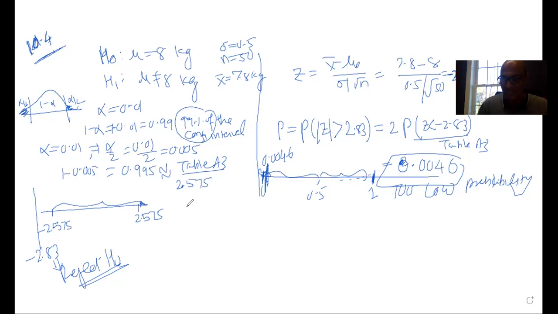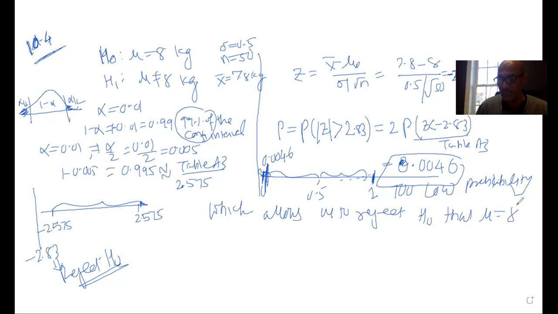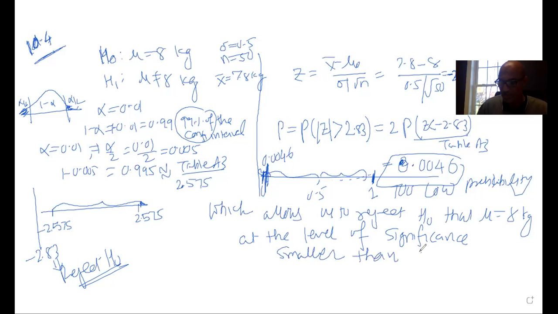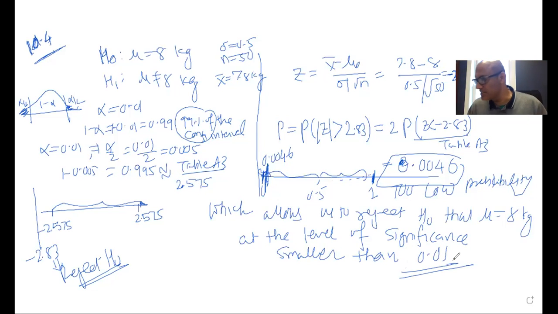And that's why we can reject H0, which allows us to reject the null hypothesis that nu is equal to 8 kg at a level of significance smaller than 0.01. And that is the answer. Right, guys? That is the answer.